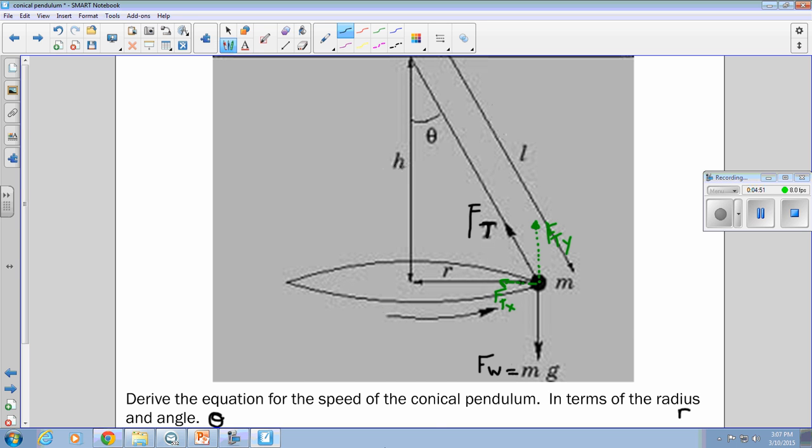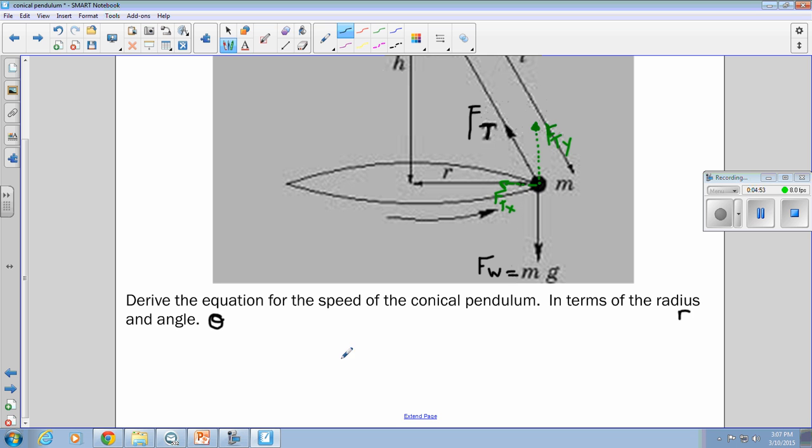And when we're deriving these equations, we want to start with our net force equation. Okay, start with the net force equation, and we know that the net force of anything is equal to the mass times the acceleration that that force causes. Okay, and if we want to know the speed of the conical pendulum, then we're interested in the centripetal force and the associated centripetal acceleration.